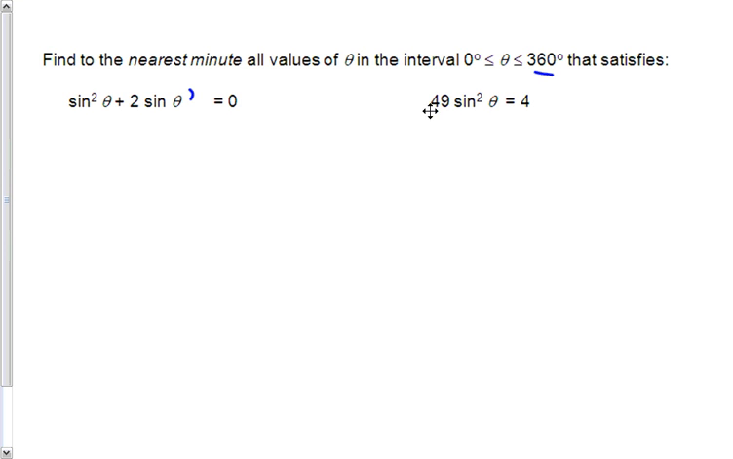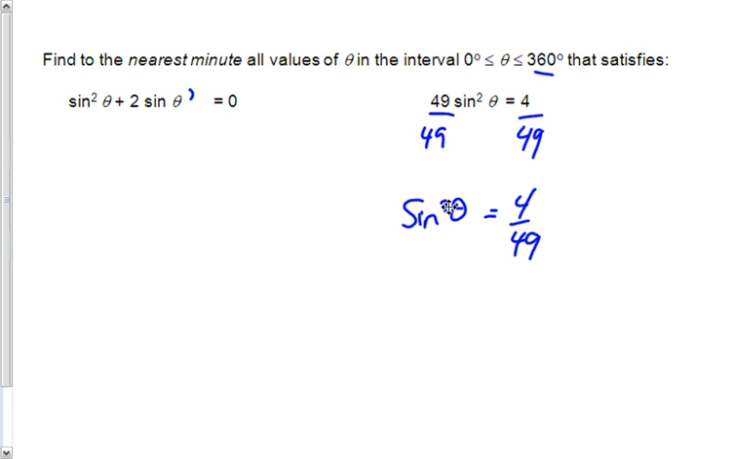So I'm going to just divide by 49 to start. Sine squared theta equals 4 over 49. Now, a lot of people love to do this. They're going to say, oh, now I can reduce this to 2 over... Now, I really can't reduce it. Or I'm going to write it as a decimal. Don't do that.